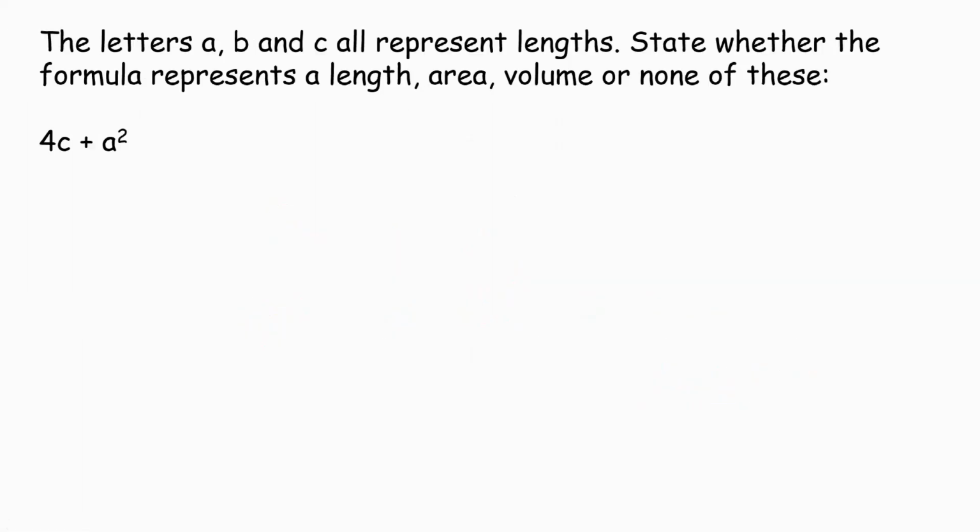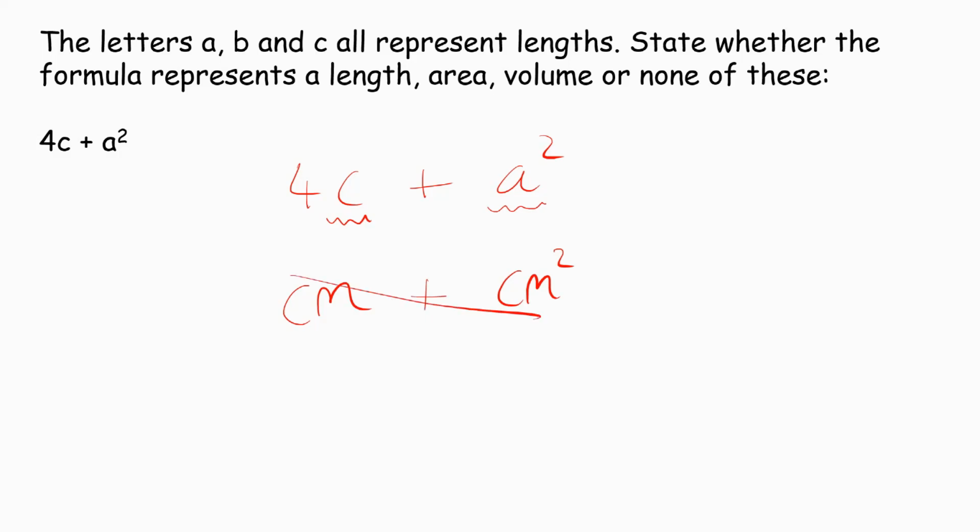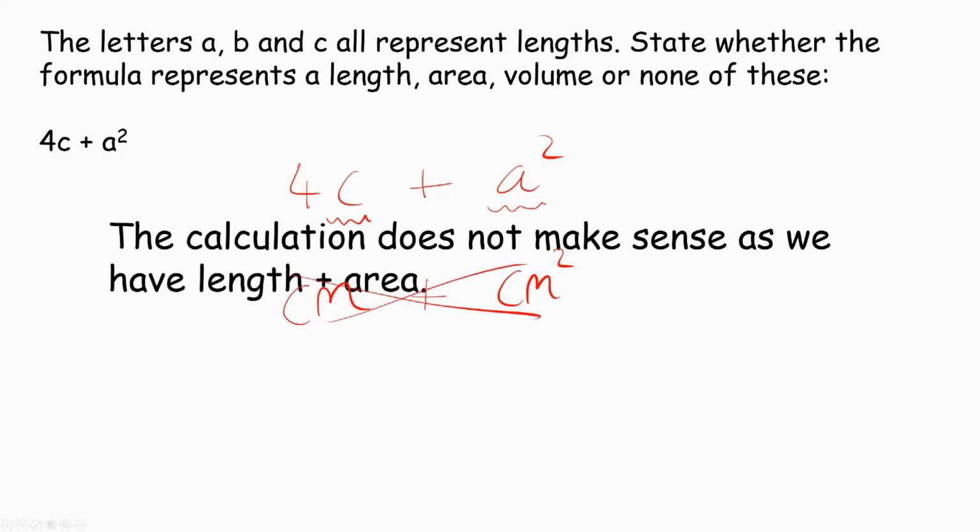Think about this question. Letters A, B, and C all represent lengths. State whether the formula represents a length, area, volume, or none of these. Well, to do this question, let's look at the individual parts of the formula. If C is a length, then 4C is a bigger length, which you could measure in centimetres. If A is a length, then A squared is an area, centimetres squared. And we can't add up a length and an area, so it doesn't make sense.